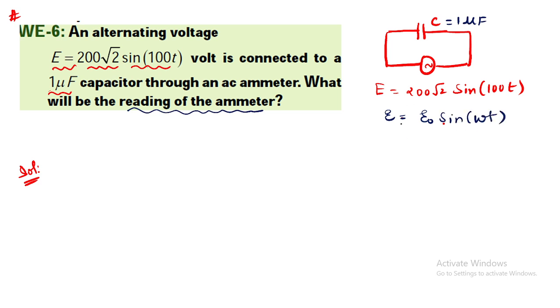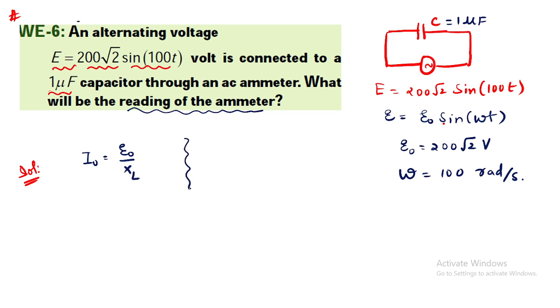Can I compare this now? E naught value will be equal to 200 root 2 volt. Omega is equal to 100 rad per second. I naught is equal to E naught divided by XC, the reactance. XC is nothing but 1 divided by C into omega. Calculate now, fast. Give me the answer.